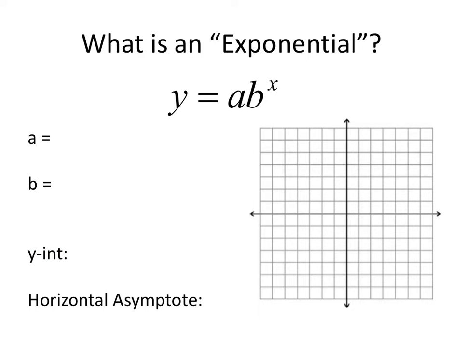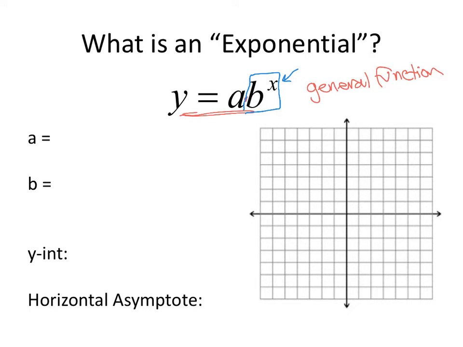So the first thing that we're going to talk about is what is an exponential and what does it look like. First of all, we have our general function here. So this is our general function. And if you notice, it's a times, not ab, but a times b to the power of x, where the exponential part is that x is now in an exponent, not necessarily just by itself or anything else like that.